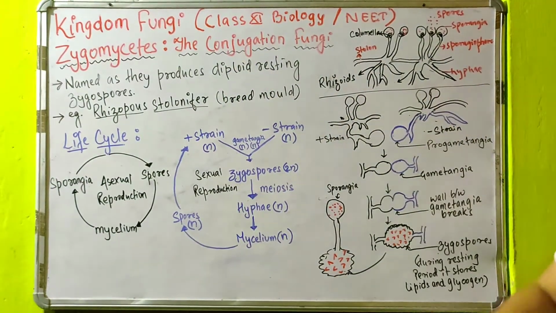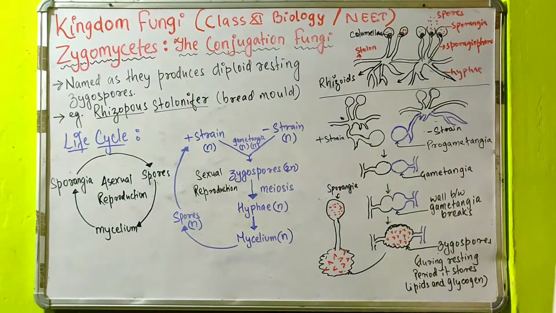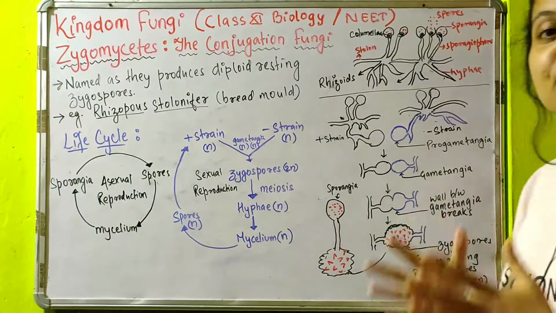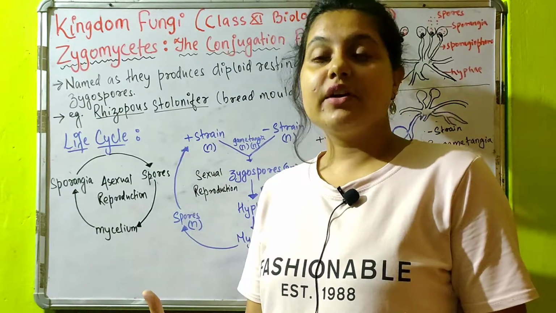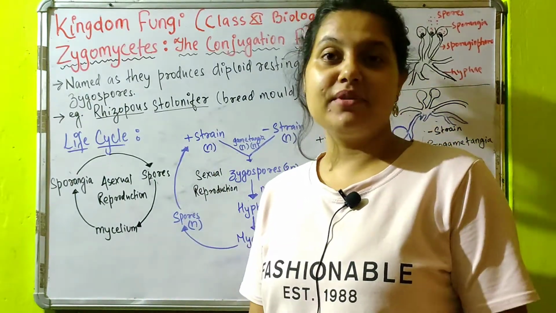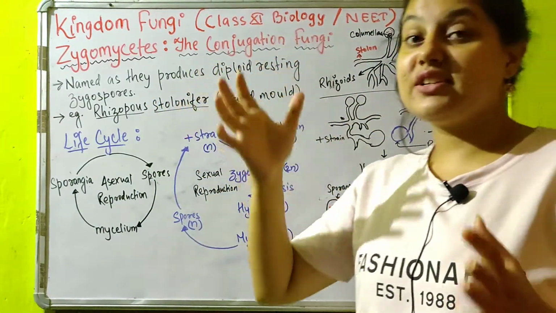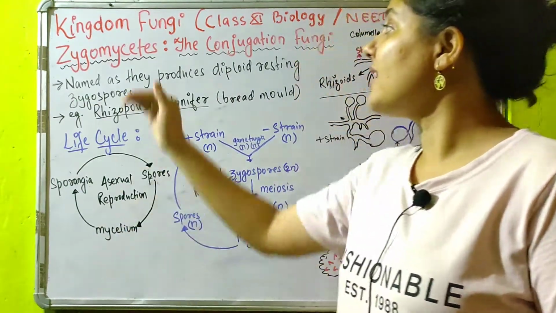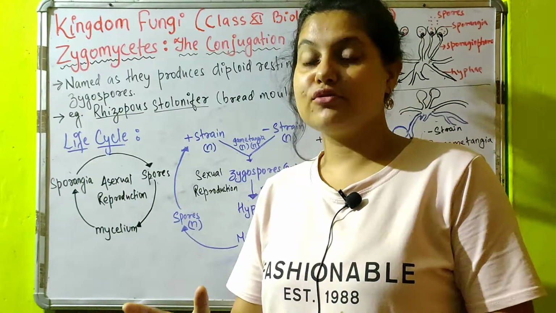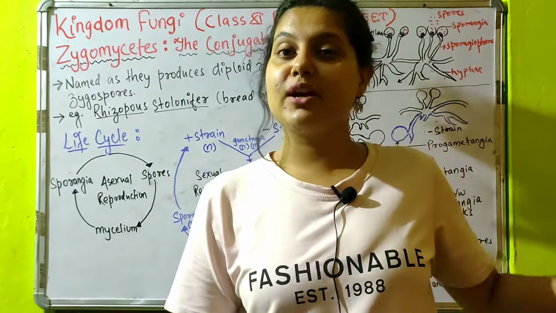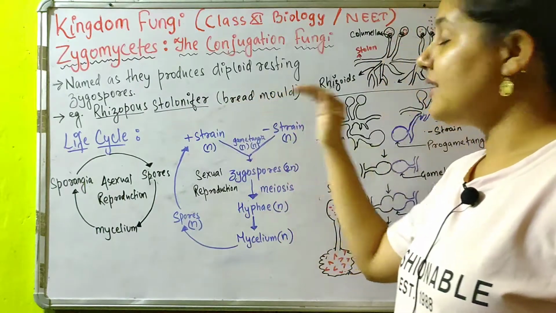You see here the Zygomycetes, they are also known as conjugation fungi. Okay, why are they known as conjugation fungi? You can see from the diagram that they are reproducing with the help of conjugation of plus and minus strand. Whenever we study about the fungi, to know on what basis they are named is very important. They are named Zygomycetes because they produce diploid resting zygospores. We will be studying about zygospores when we come to the sexual reproduction part. And the example is Rhizopus stolonifer, that is the bread mold.